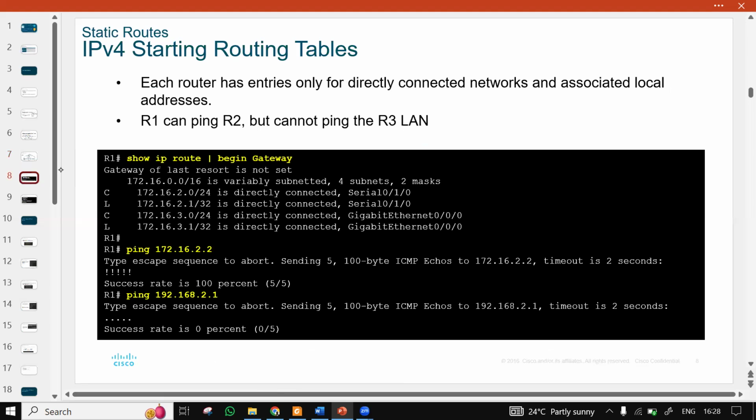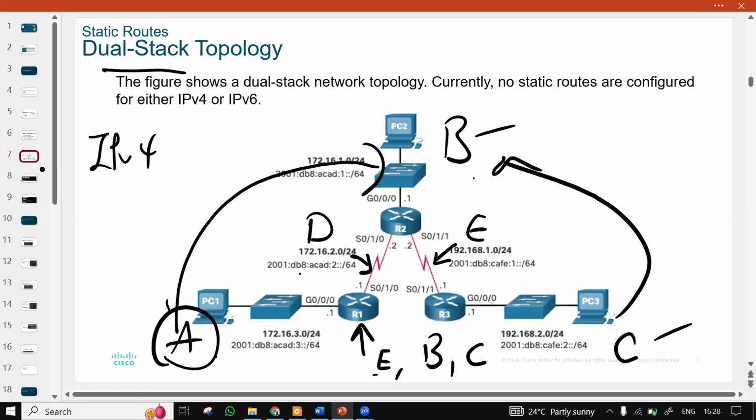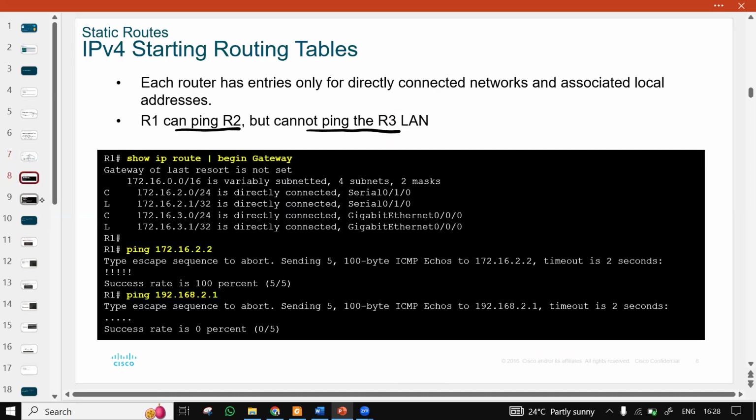So when you are doing the configurations, this is going to be a typical static routing table. What's important to notice here is that R1 can ping R2 but cannot ping R3. I already mentioned this. This is our R1. It can ping this interface here because it's directly connected. But it cannot ping the interface on R3 because it does not know about that network. And basically, that is what we are going to demonstrate from our configurations.